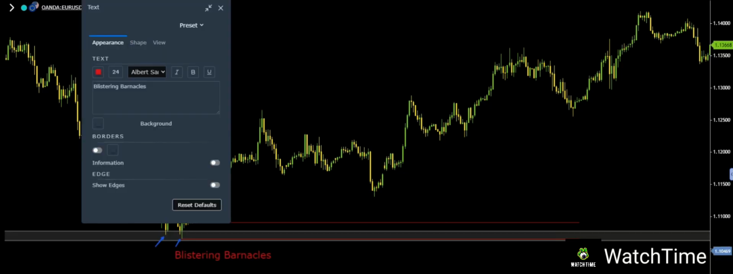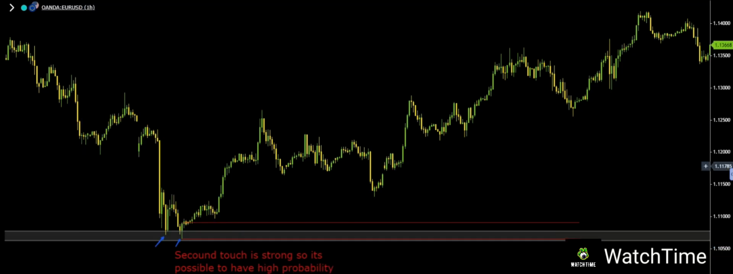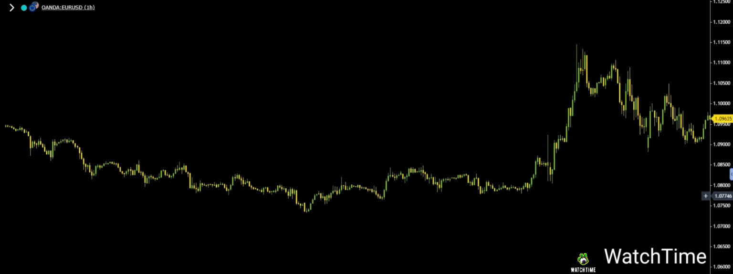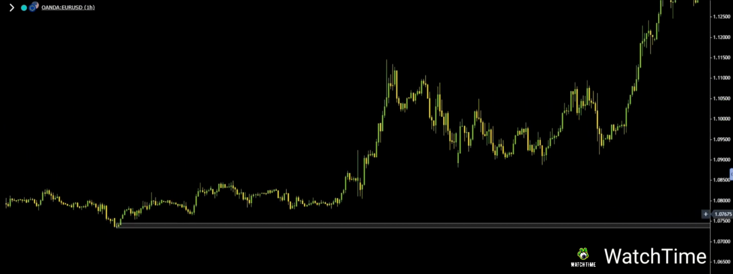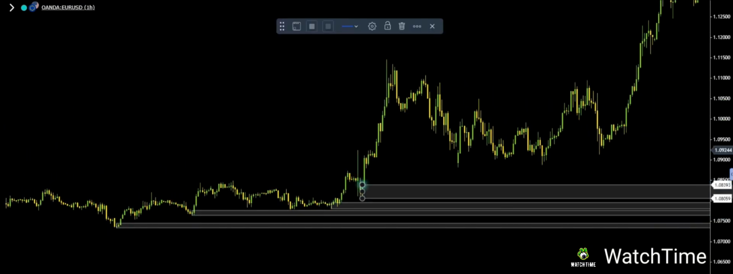Third touch and beyond, broken zones. By the third test, the zone's power is often broken. Institutional orders may have already been absorbed by this point. After the third test, it's likely that new liquidity needs to enter for the zone to hold. Otherwise, the zone could easily be invalidated. At this stage, it's better to move on and look for a fresh zone.